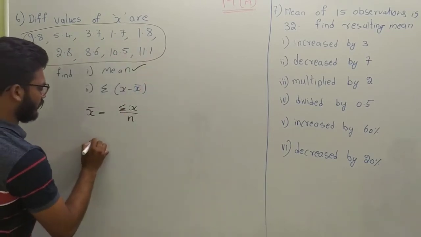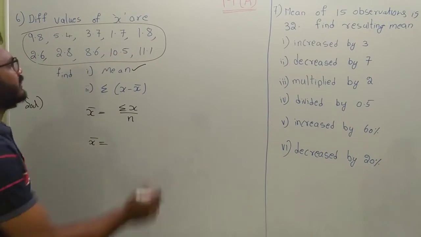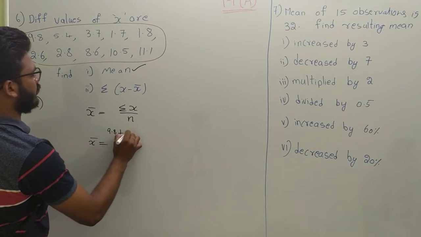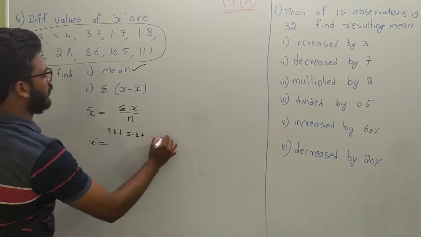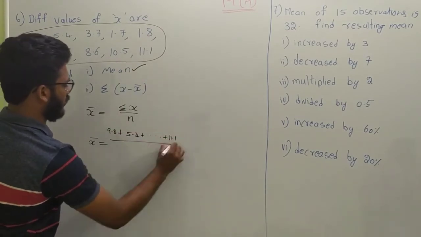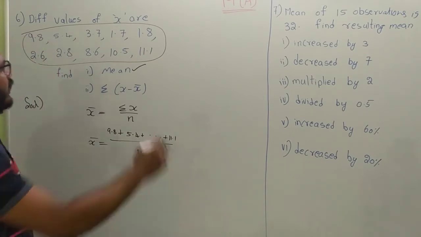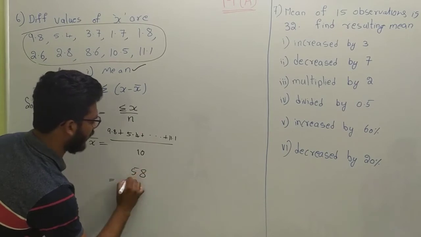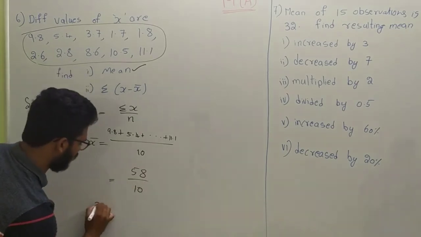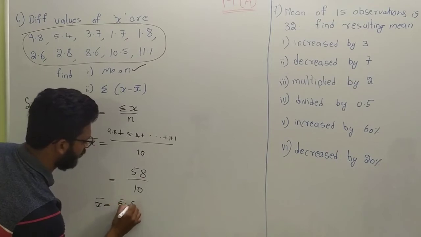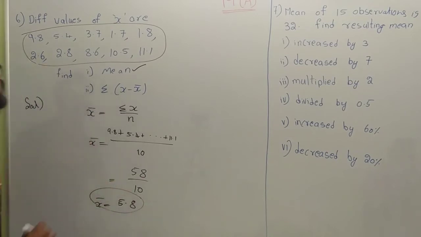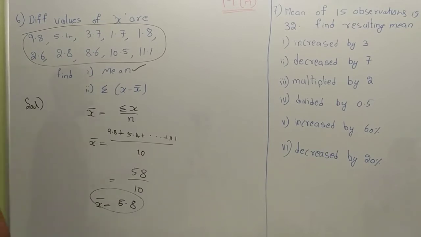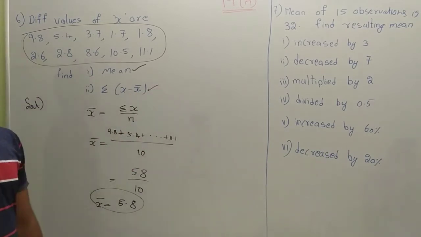Okay, so x bar will be equal to the sum of all these. We have to add all these. Nothing but 9.8 plus 5.4 and so on up to 11.1, by total 10. If we add all these, we will get 58. So sum 58 by 10. So mean x bar will be equal to 5.8. For all these observations, mean is 5.8. Clear?